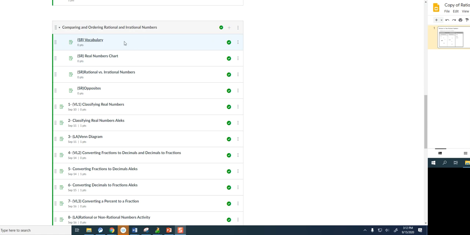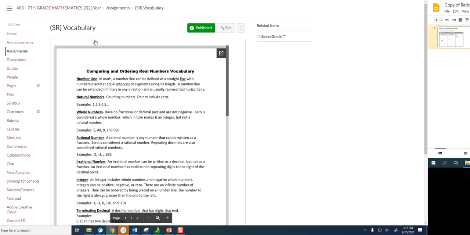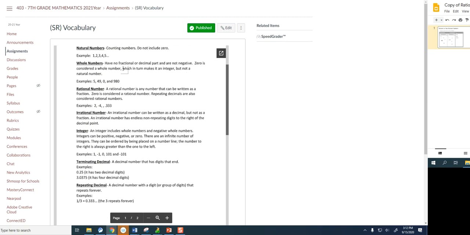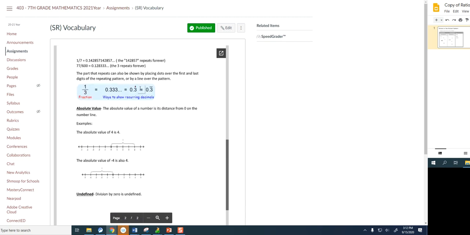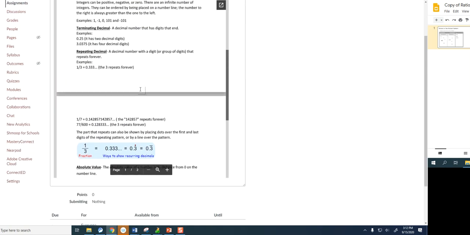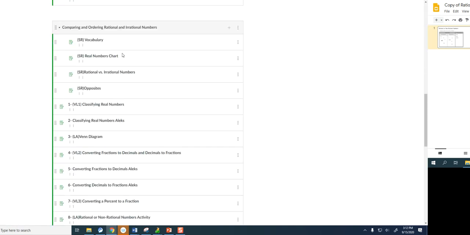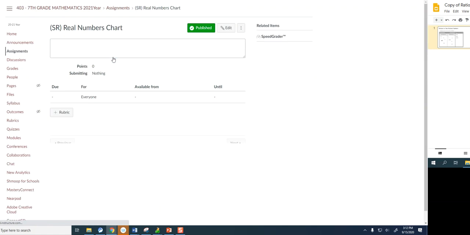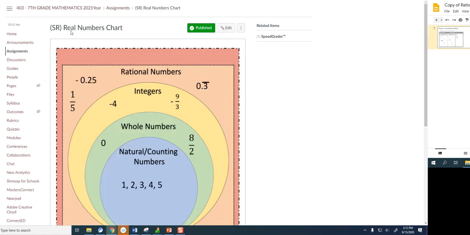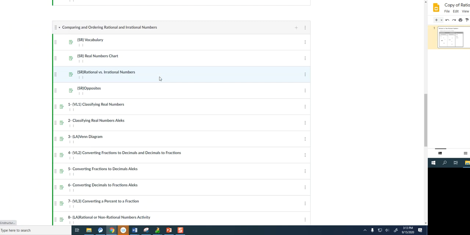When I give the students a module, I will always give them resources, things that they can look at to help them as they're working through the module. So as you click on these links that say SR, that means student resource. You can see I've given them a vocabulary list. So as they come to words that they don't understand in their assignment, they can always click on the vocabulary list. I've given them a numbers chart that will help them with being able to classify real numbers.